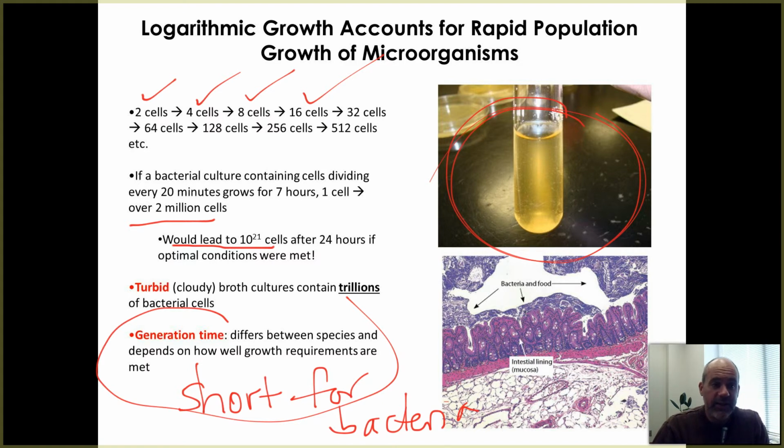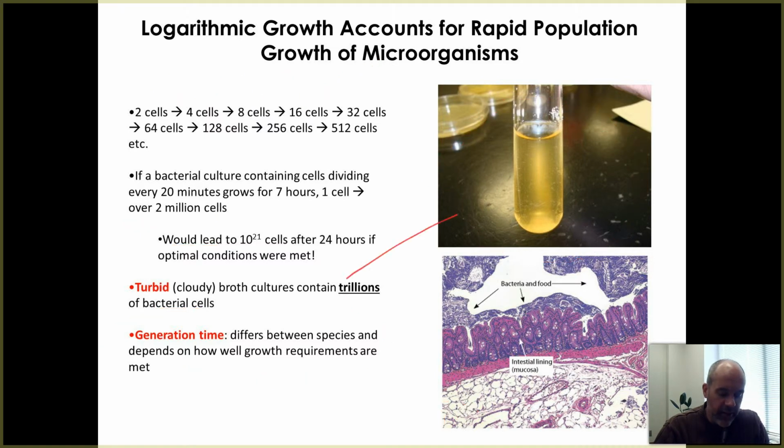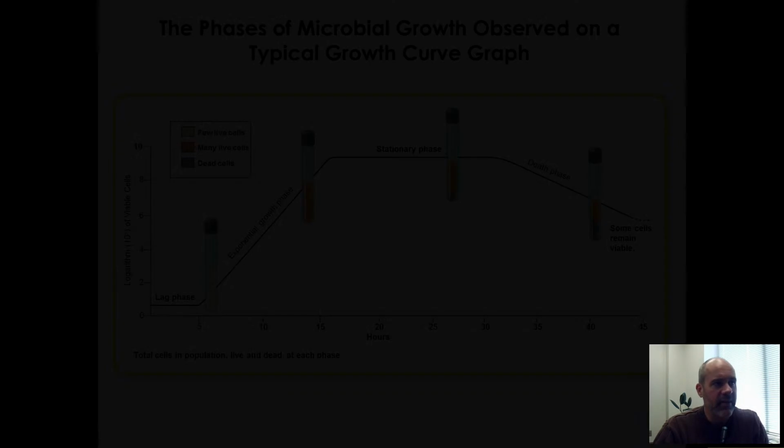Nevertheless, when I tell you guys in the lab that you don't need to scoop tons of bacteria off of a colony on a plate to set up a new culture, I'll be telling you that shortly, this is why. The bacteria can grow so quickly. You don't need a whole lot of them to start a culture. They're going to very quickly grow into a very large population. When you see a broth culture like this that looks cloudy, there are at least trillions of bacterial cells within that culture, if not more.